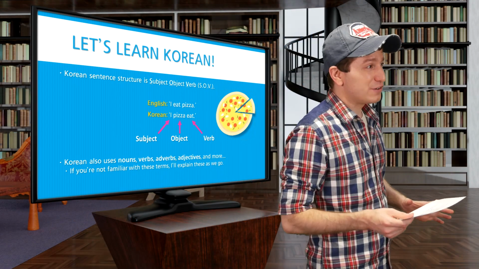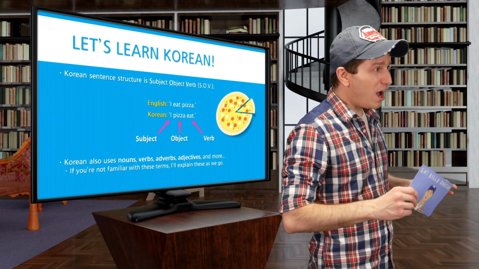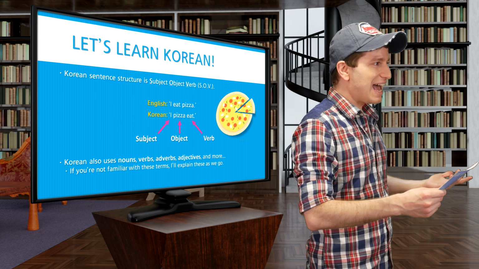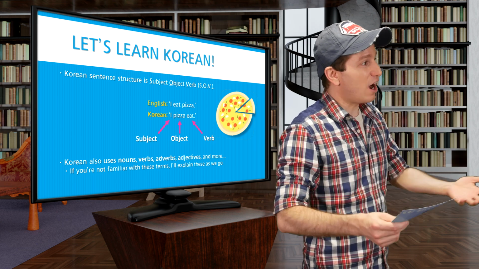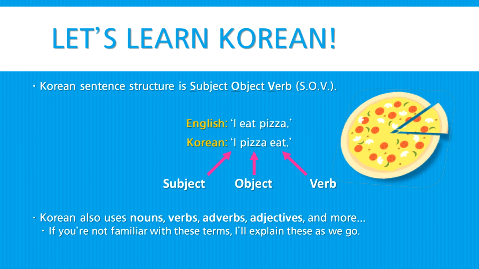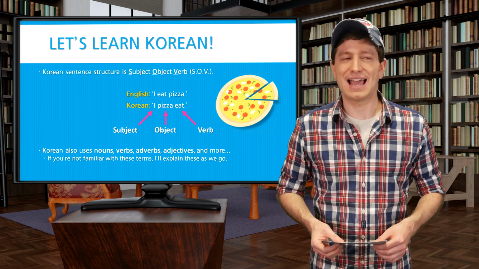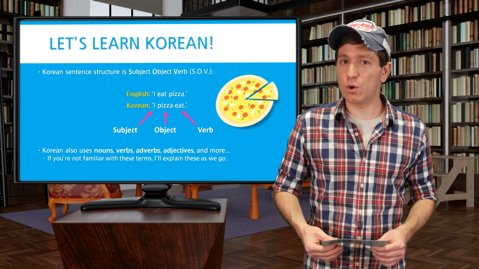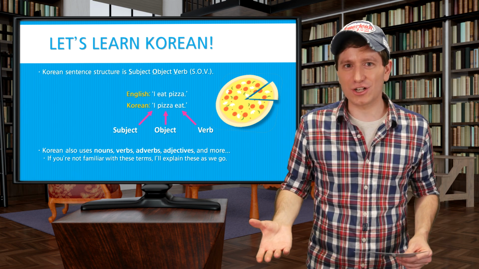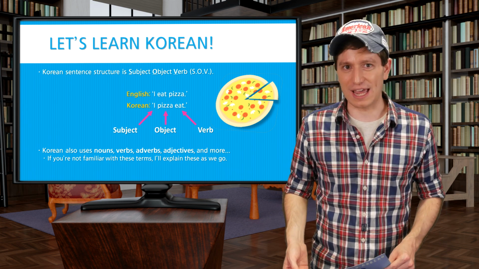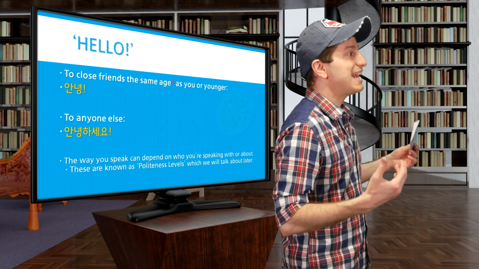In Korean, however, they use subject, object, verb. So I, subject, pizza, the object of the verb eat. I, pizza, eat. Subject, object, verb. And just like English, Korean also has nouns, verbs, adjectives, adverbs, and more. And if you're not familiar with these terms, I will be explaining them along the way. So let's learn first how to say hello.